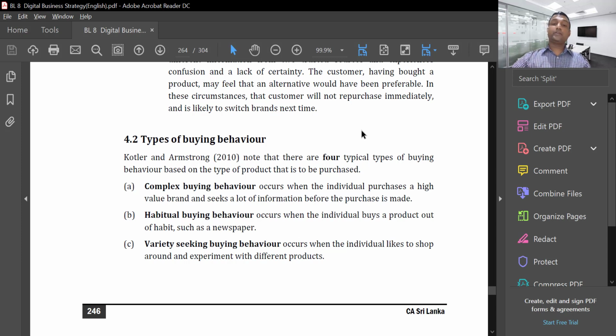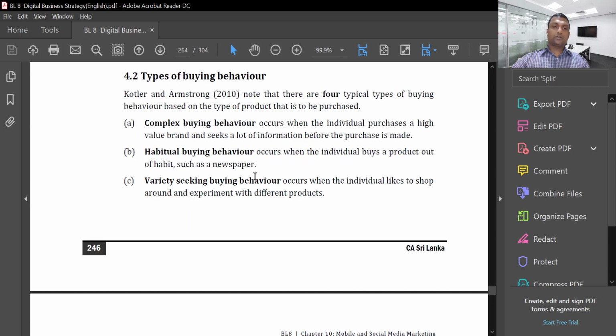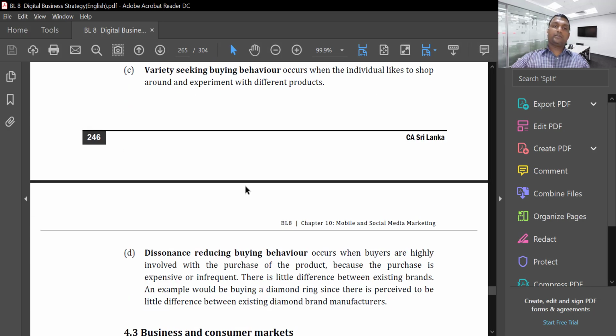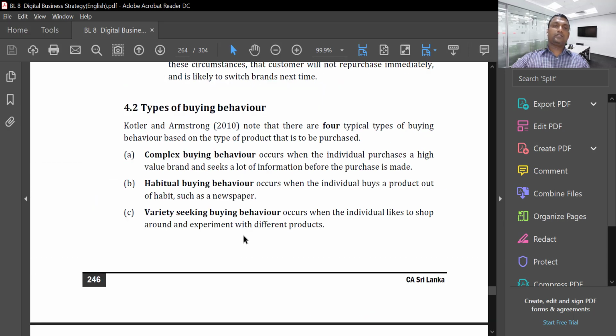Note that there are 4 typical types of buying behavior based on the type of product that is to be purchased. So they talk about complex buying behavior, habitual buying behavior, variety seeking buying behavior and dissonance reducing buying behavior. So this is like the way people buy certain things, and their behavior. These are 4 categorizations actually.